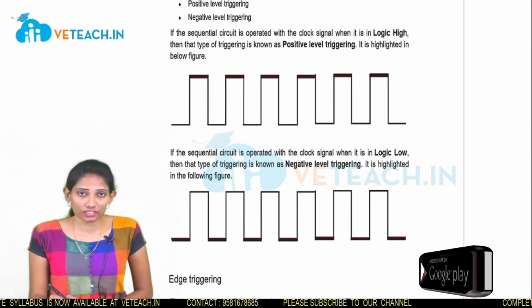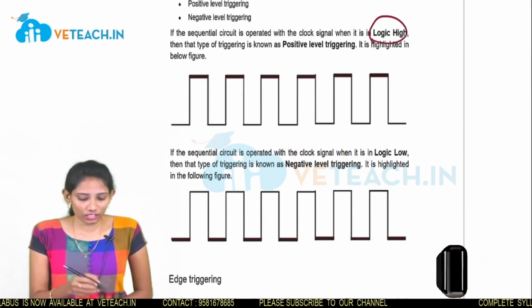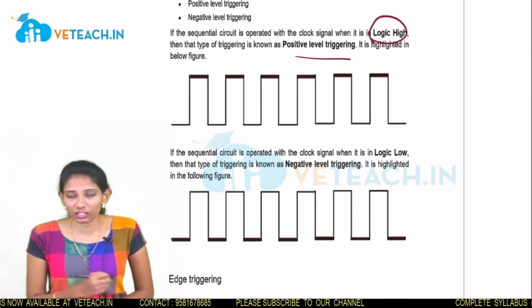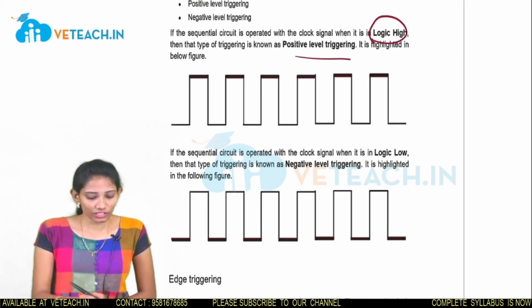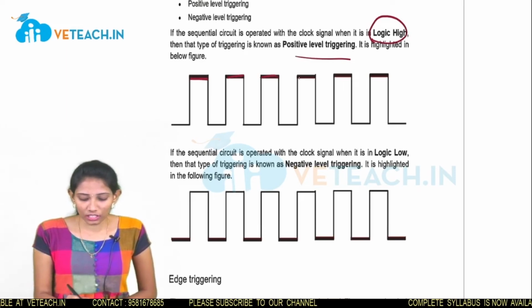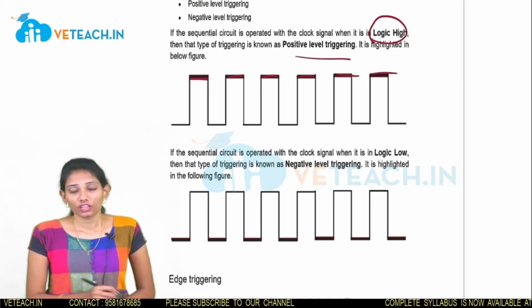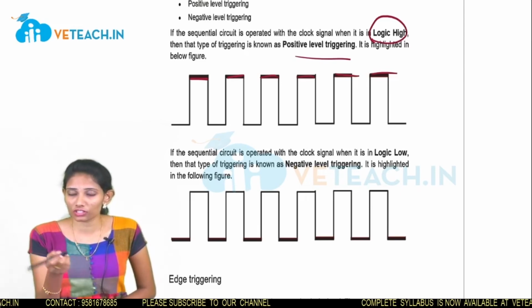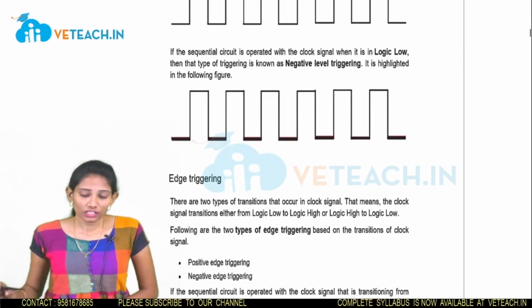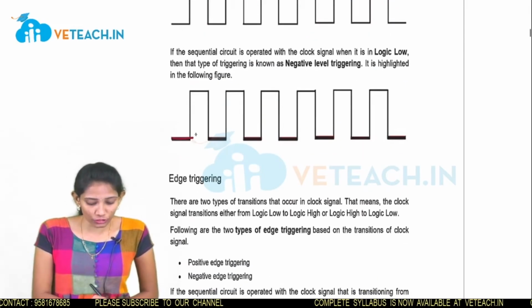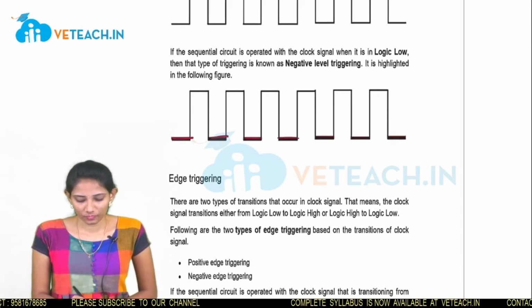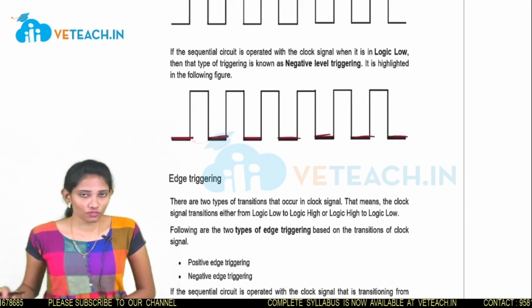When the signal is in high logic, that is said to be positive level triggering. Just see here, when the signal is high, this is said to be positive level triggering. Suppose the signal is in low condition, that is nothing but low logic, the signal is said to be negative level triggering, okay? So this one. And the next one is edge triggering.